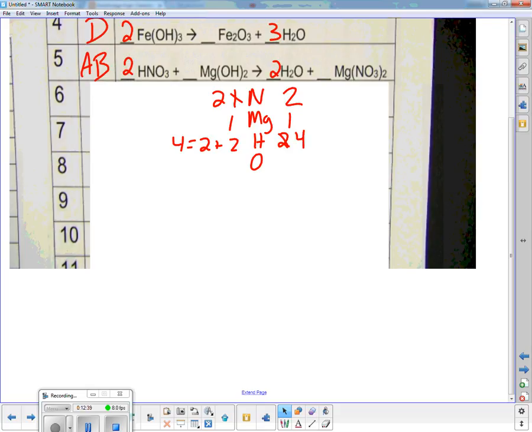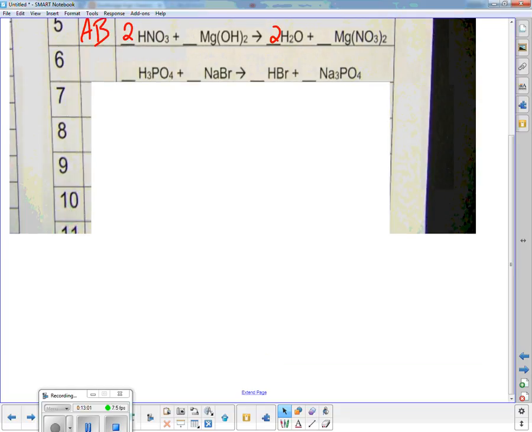Hopefully my oxygens have worked out. I have got 6 plus 2, giving me 8 on the left, and 2 plus 6, giving me 8 on the right. So I've got it balanced. Everybody okay? All right, so again, I'd move to a new place on my scratch paper. And moving down 1. What type?